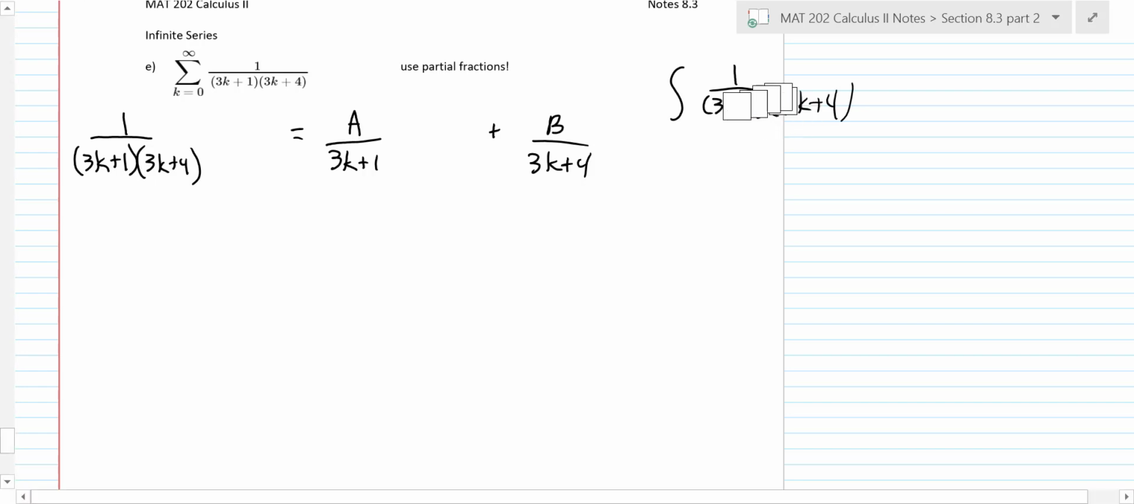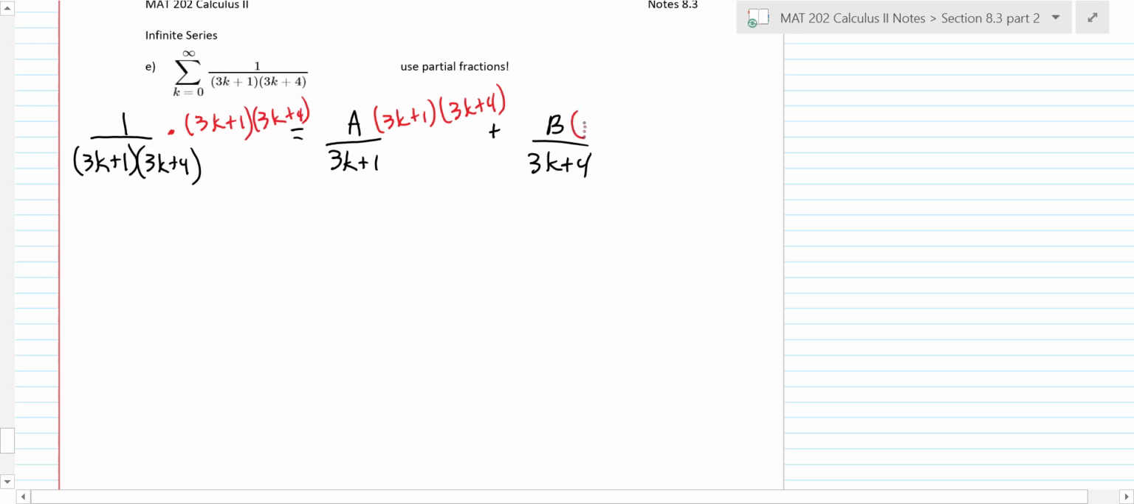Now this one could possibly be telescoping. Maybe it's geometric in disguise. That's what we're going to find out here. We're going to have to start playing with it to see what we have. All right, so let's multiply everything by (3k plus 1)(3k plus 4), and then we'll get our system set up and see where this leads us. Okay, all right, so let's see what we got.